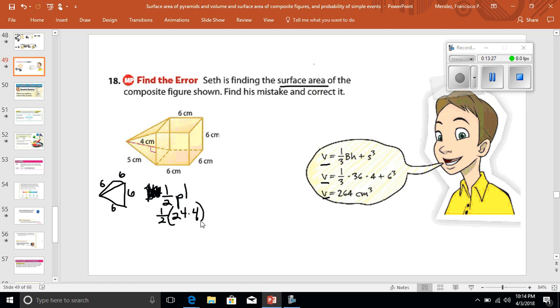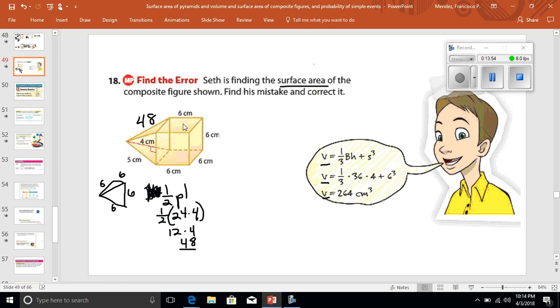So, once again, let's go ahead and do things a simple way. 1/2 times 24, well, half of 24 is 12. And then 12 times 4, well, that's 48. That means the surface area of all my triangles is going to equal 48. You see that? Okay. So we've got the surface area of this part figured out.